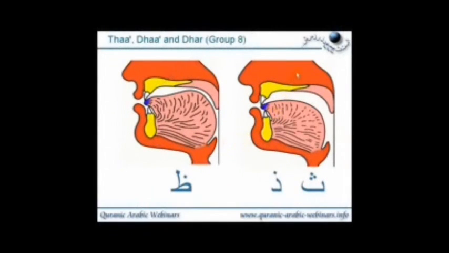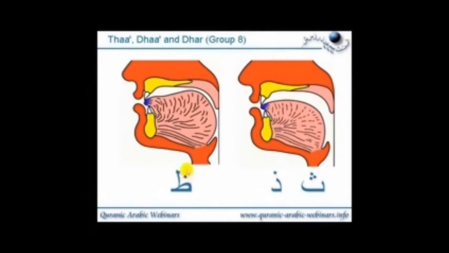Group 8 is where the tip of the tongue starts between the upper and lower teeth. So the letters in group 8 are the letter Tha, Tha, and then we have the letter Dhal, Dhal. So for both of them, your tongue is just between your upper and lower teeth. So not right outside your mouth, i.e. it's not protruding outside the lips, but still just between the 2 front teeth.